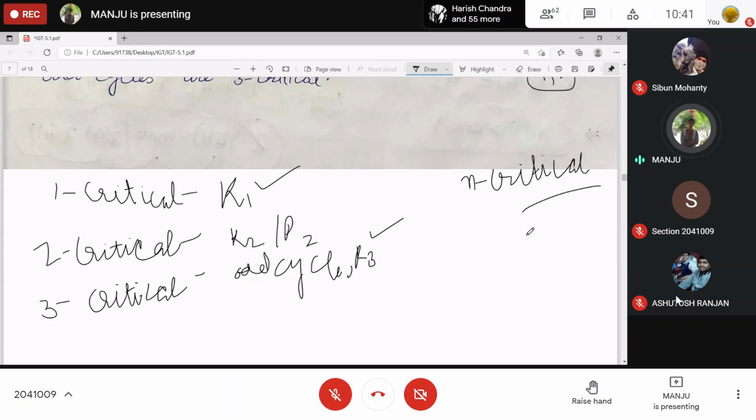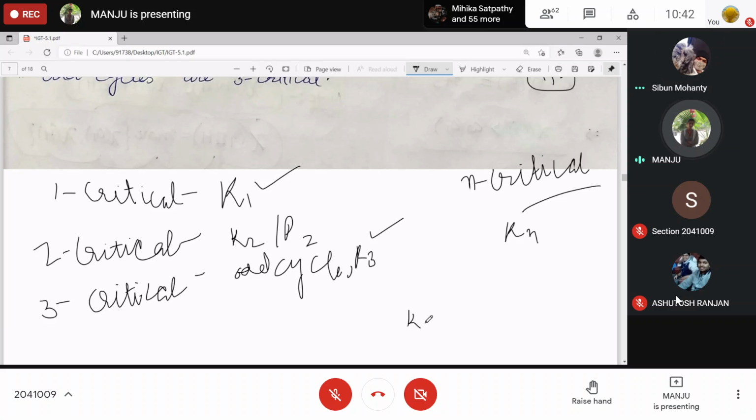There may be some question like that. Give one example of a graph that is 100 critical. You need to think about it, right? So in general, it is N critical. Tell me.